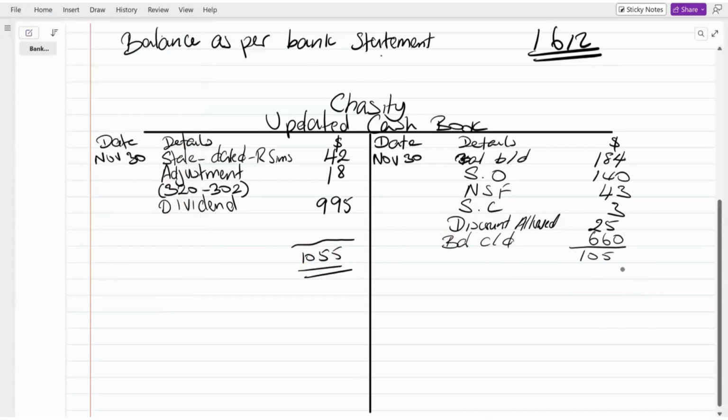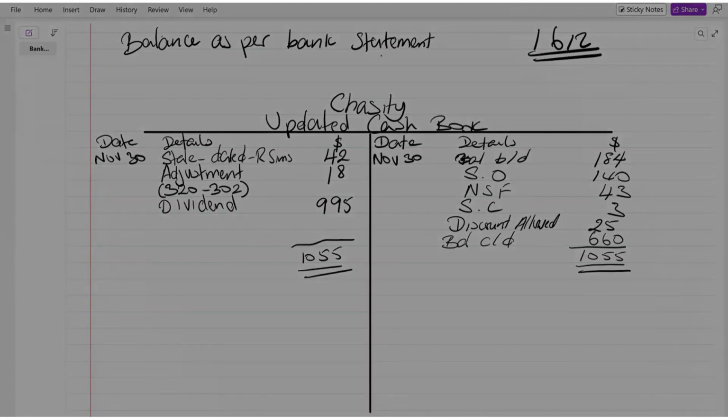So we got 1055 here, and our T account is balanced. Now that we have all the information in, we can proceed with the final step, and that would be completing our bank reconciliation. See you in the next video.